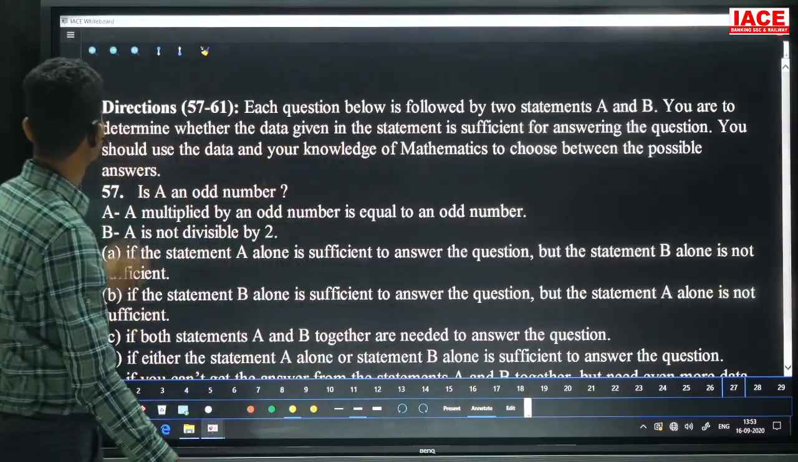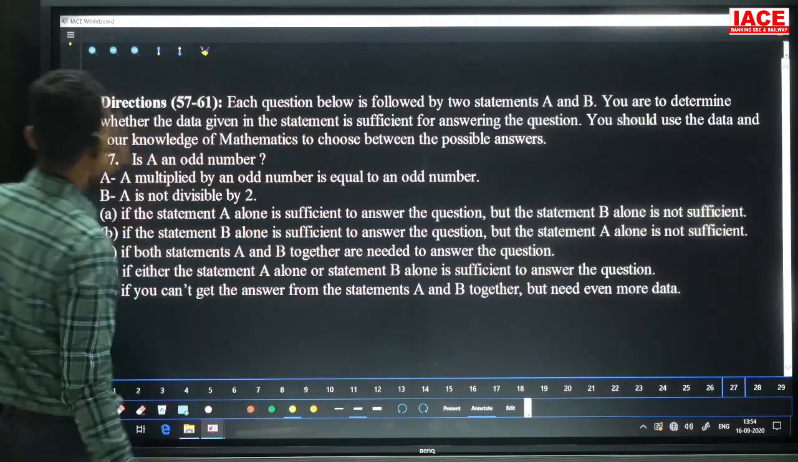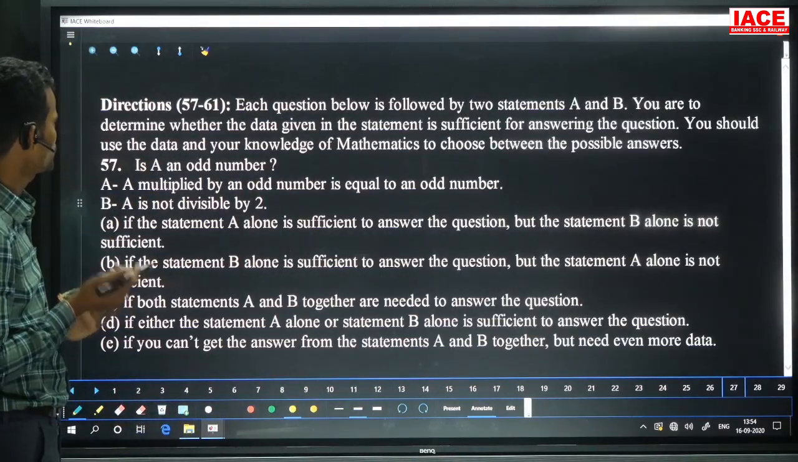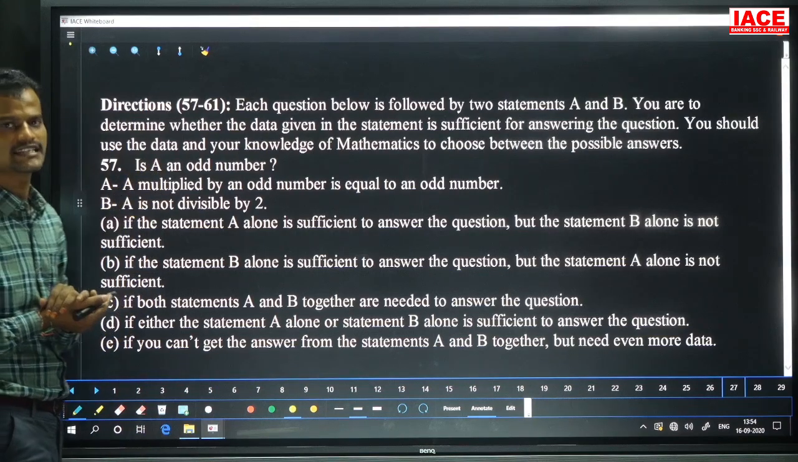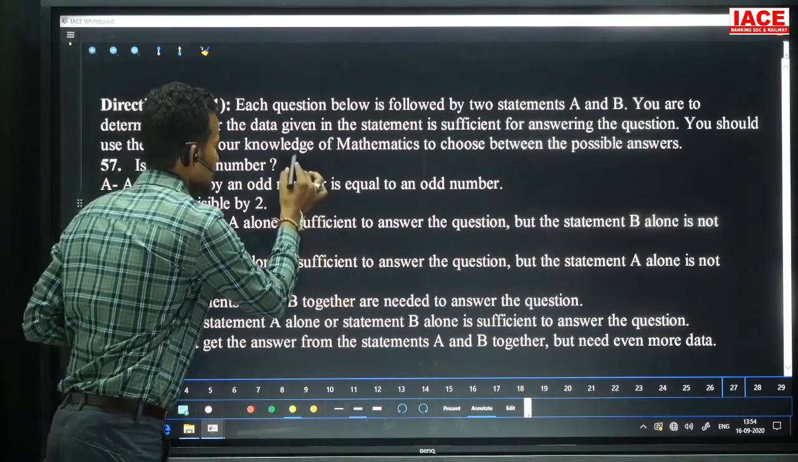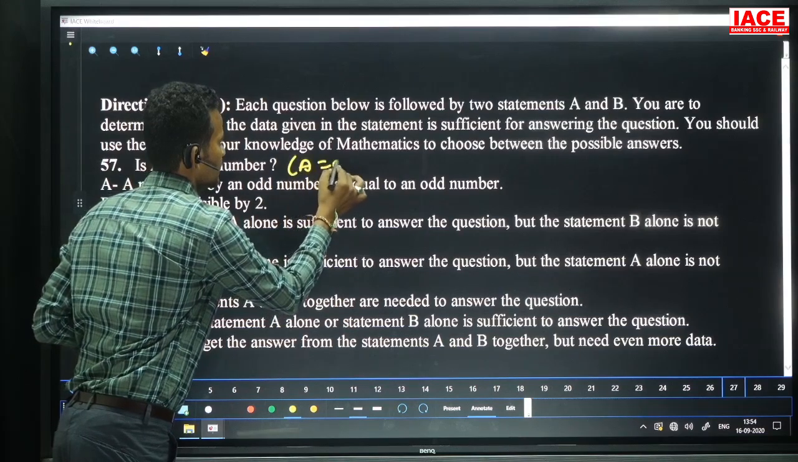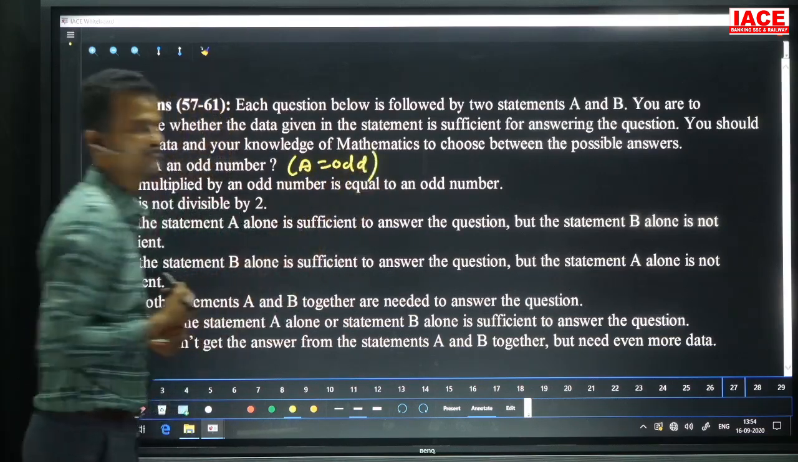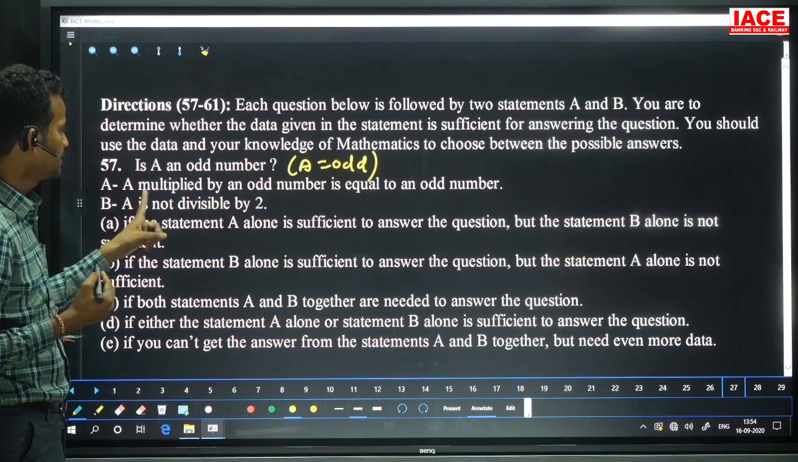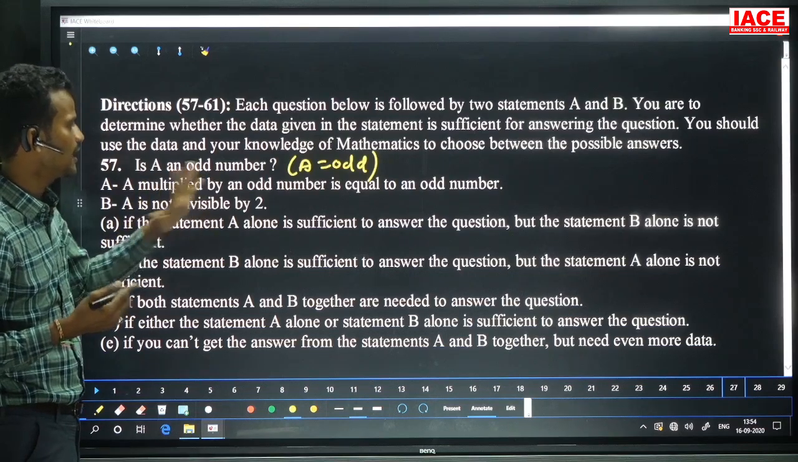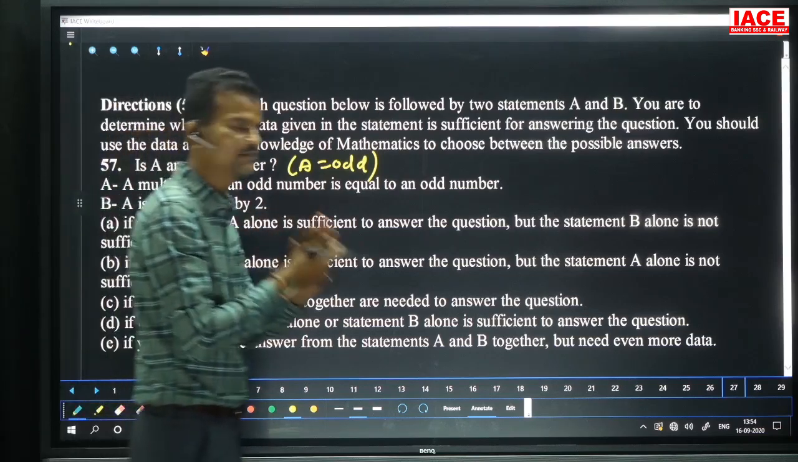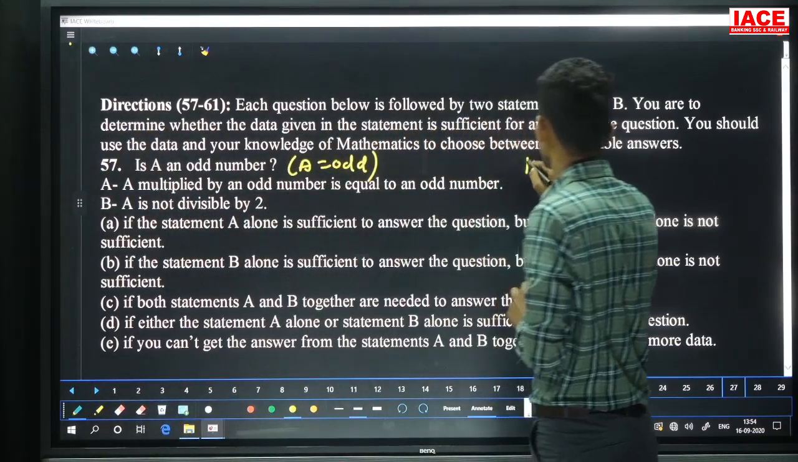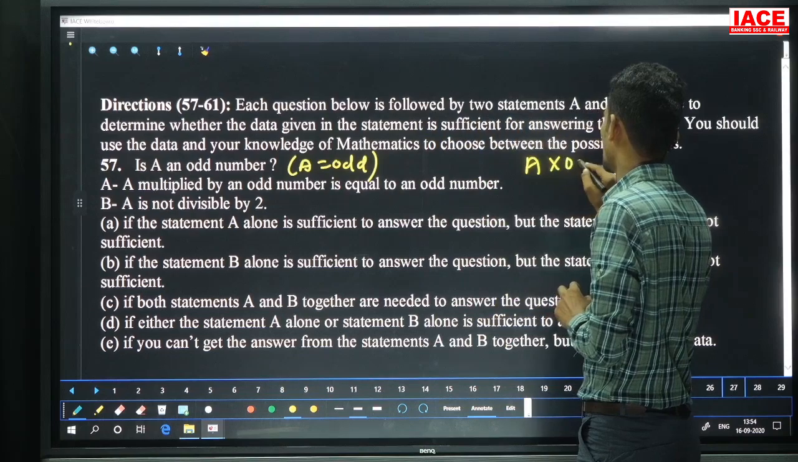So next questions are given. See the question. What is the first question? Is A an odd number? So we have to prove A is an odd number. See the first statement: A multiplied by an odd number is equal to an odd number. So A is multiplied by an odd number. I don't know the A value, but if I multiply by odd, I will get odd.